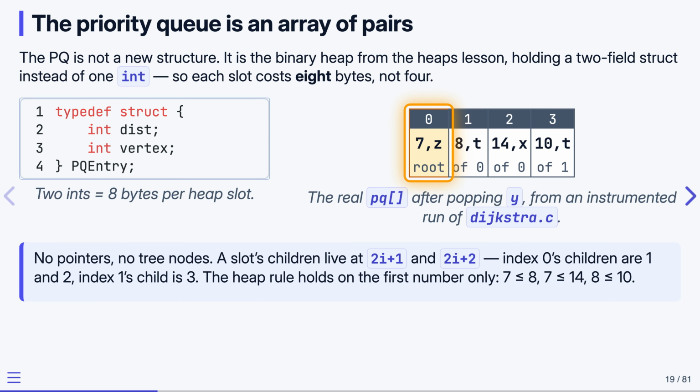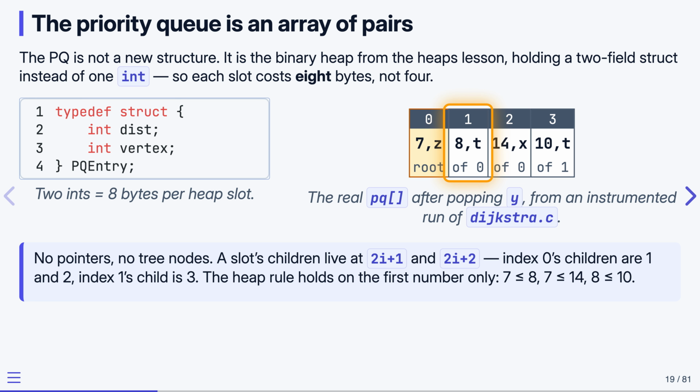This is the real array, captured from a run of the program. Position 0 is the root of the heap. It holds the pair 7, Z. 7 is the distance, and Z is the vertex. The root always holds the smallest distance in the heap, so Z is the next vertex we will take.